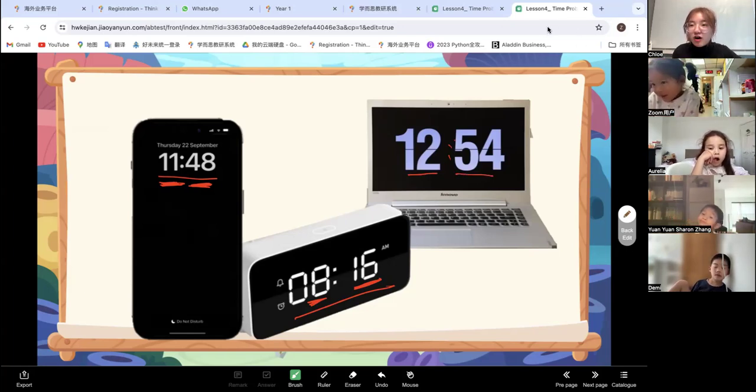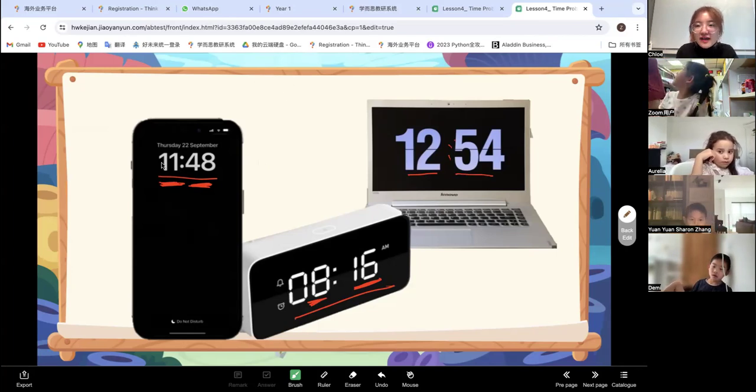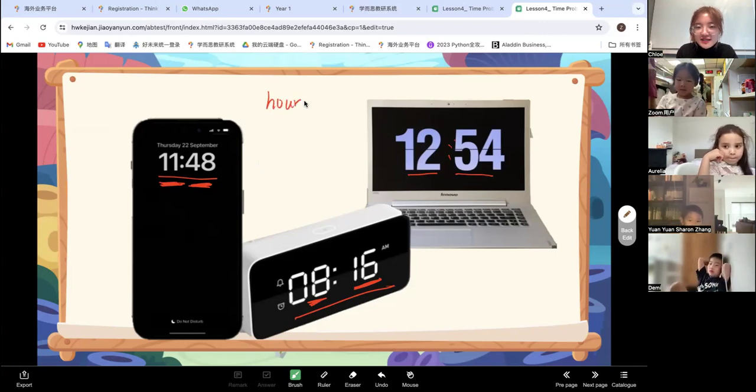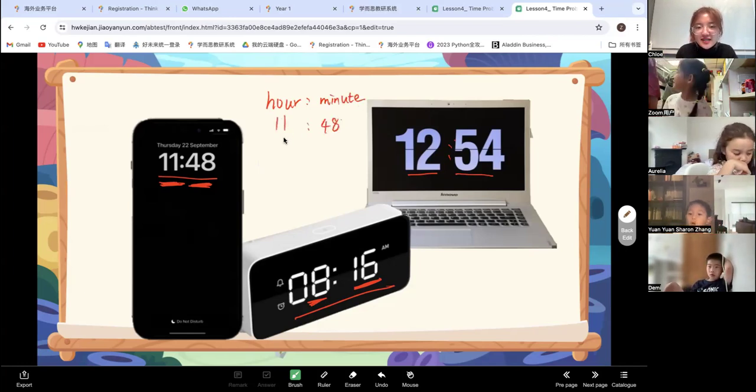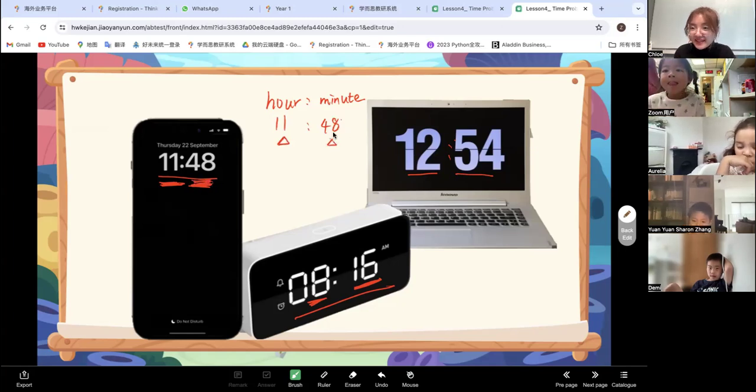So can you see? For all the time, we have two parts, the left part and the right part. Can you see that? Great. Okay. Then everyone, I'd like to tell you, for the time, how can we show the time? We have two parts, the hour part and the minute part. Like 11:48. So 11 will show the hour. 48, the right part, will show the minute.